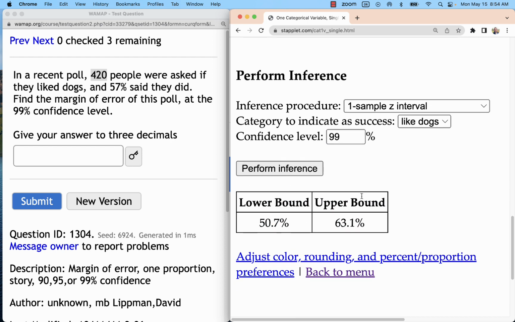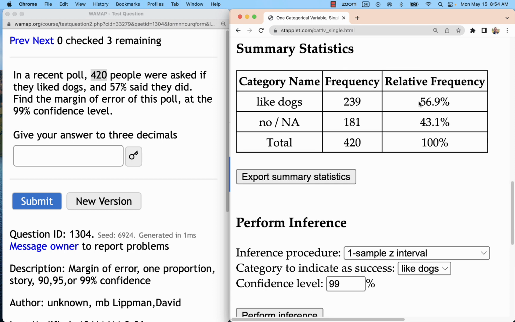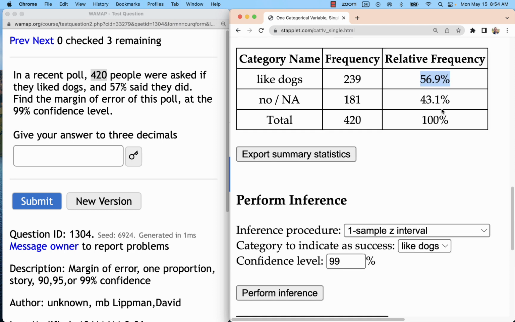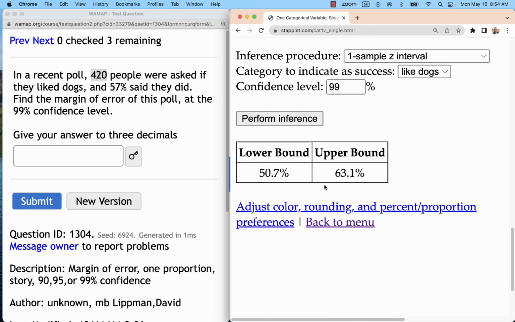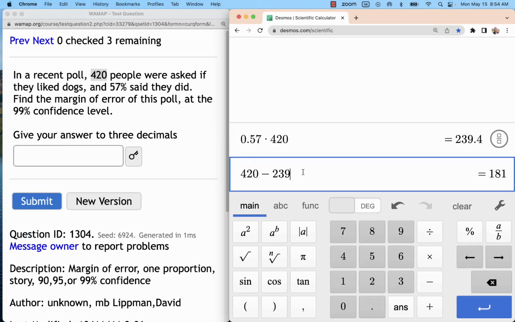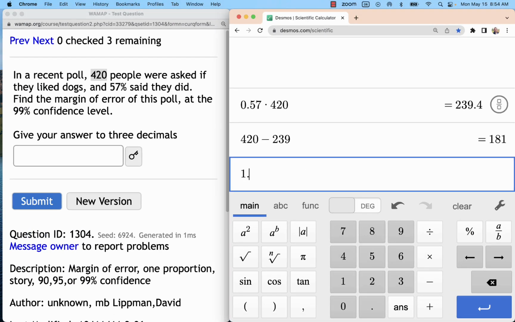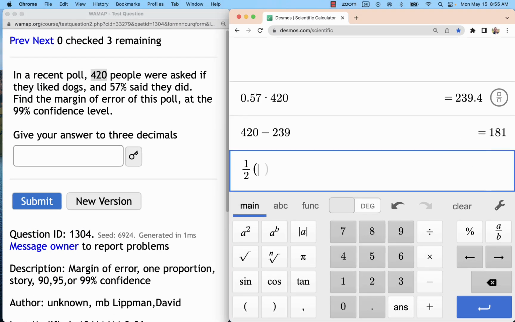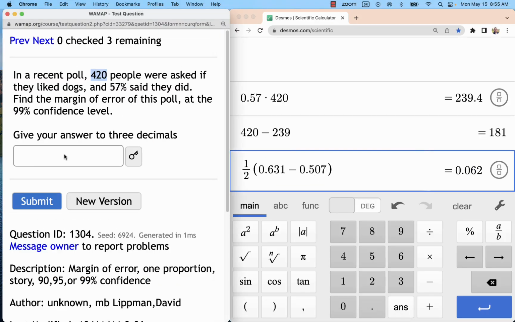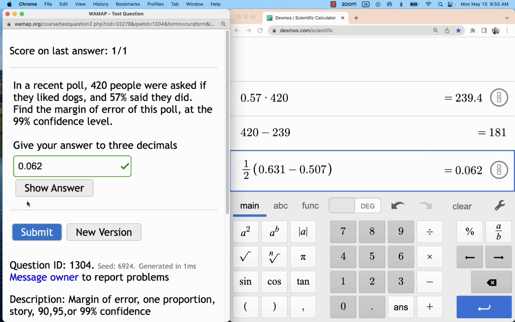Now, the sample proportion is the point estimate. That's the 57 or 56.9%. And then there's a plus minus margin of error to get these numbers. To extract that margin of error, we subtract all the way across and divide by 2. So 0.631 minus 0.507 divided by 2. Or we could put that 1/2 in front. So that's a margin of error of 6.2% or 0.062 as a proportion.